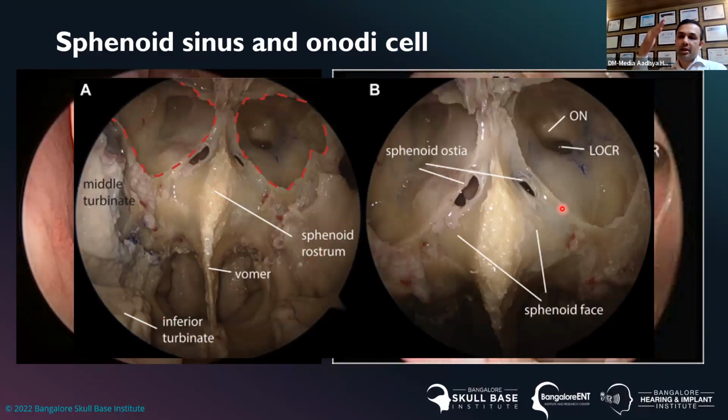So we need to keep in mind that the sphenoid ostium is far down, medially and inferiorly. So only if we take down the superior turbinate, when you go from a lateral to medial approach, you will be able to identify the sphenoid ostium.